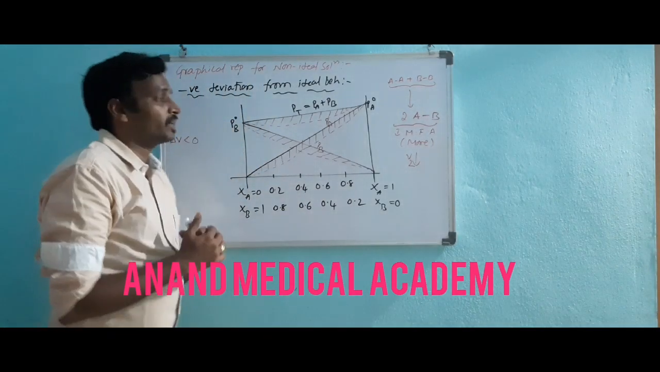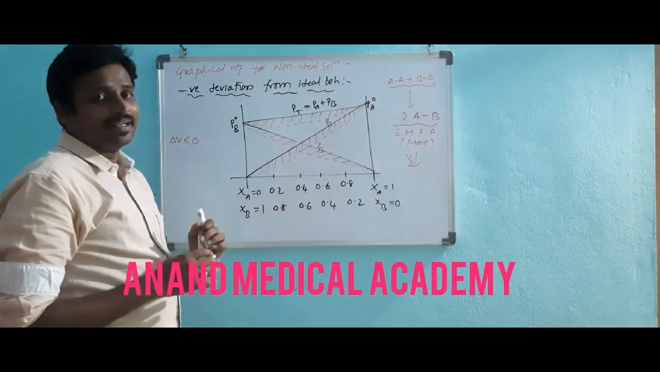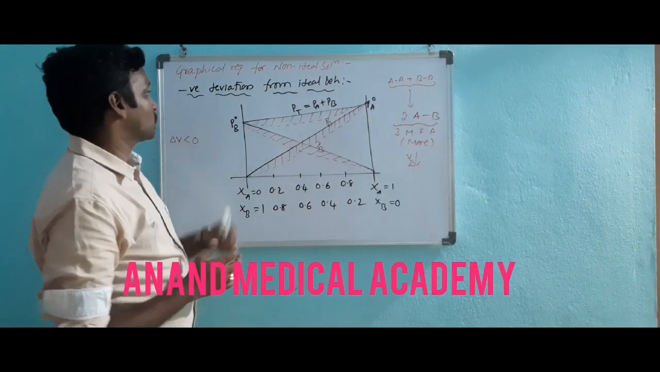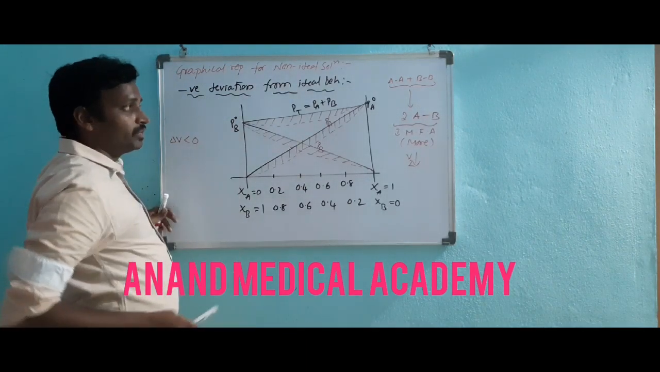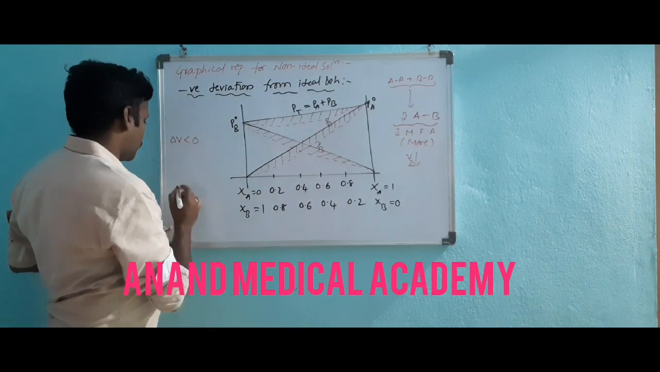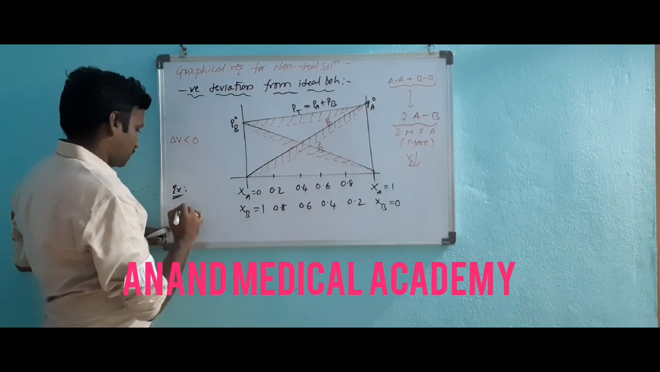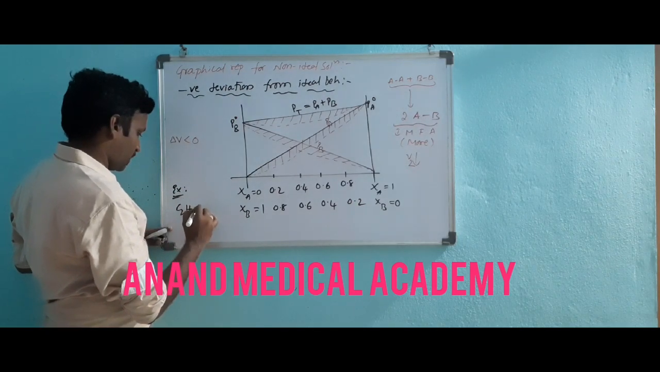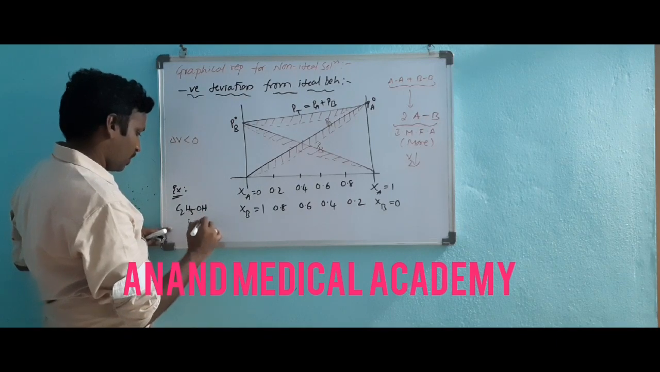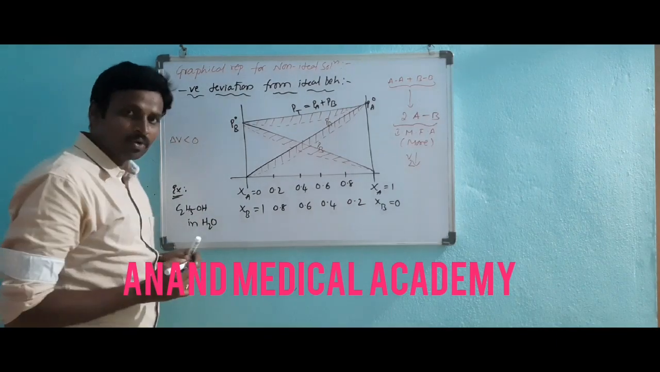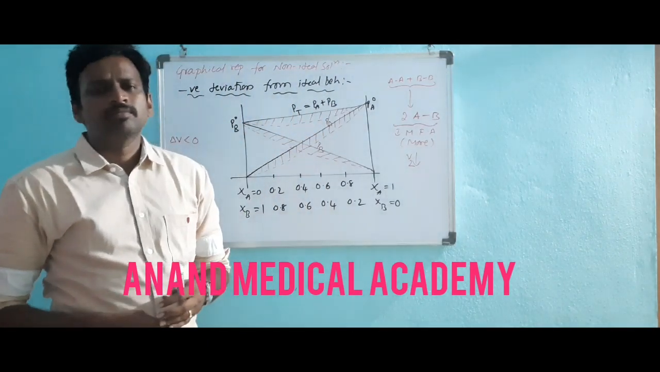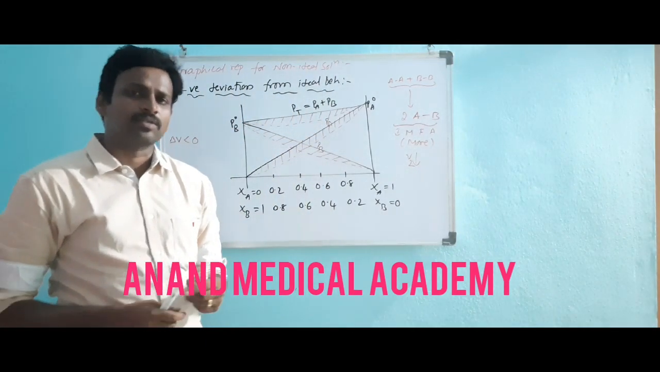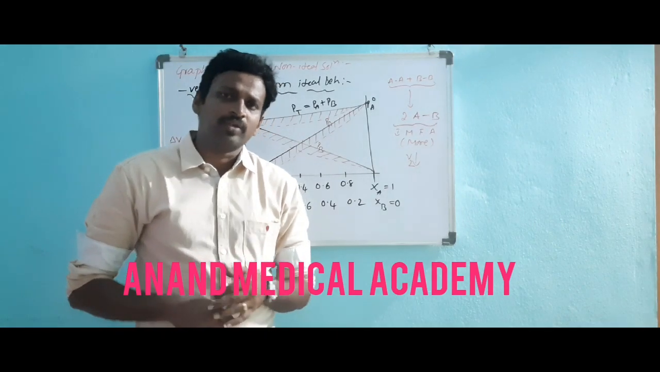And here I gave deviations from ideal behavior. One is positive deviation and one is negative deviation. Negative deviation example: C2H5OH, ethanol, in water. You can check some more examples in our material as well as our textbooks. Got it? Thank you.